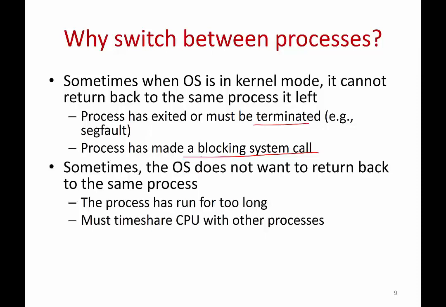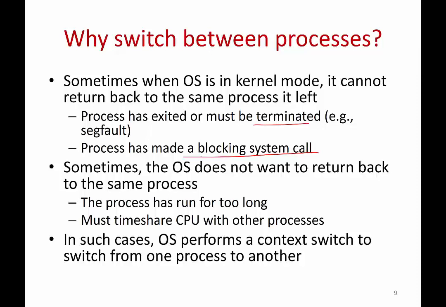And another case is, even if the process is ready to run, the operating system may not want to return back to the same process. Why is that? Maybe the process has run for too long. The operating system has this responsibility of juggling multiple processes. It has to time share the CPU. Therefore, it might decide, hey, this process has run for too long, I'm not going to go back to it, I'm going to switch to a different process. Whatever the reason, sometimes when you go from user mode to kernel mode, due to a system call, interrupt, whatever, you may not go back to the same process, but you might go back to the user mode of another process. So that is called a context switch. That is, you switch from one process to another process.